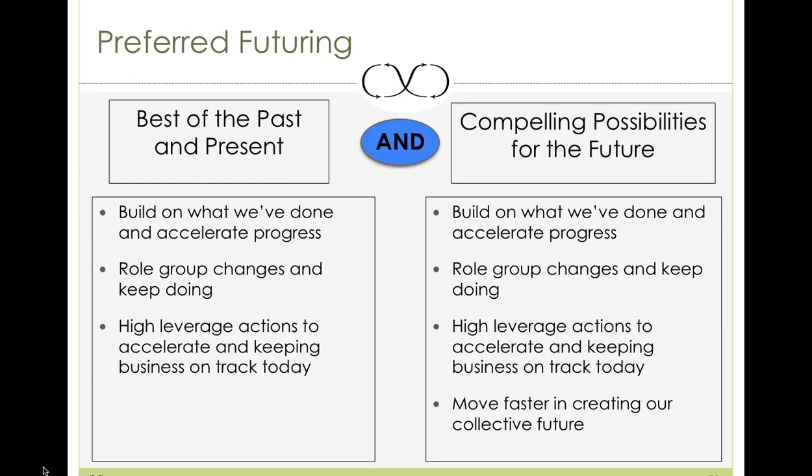So this is something to say, what are we already doing well that we want to keep doing in these role groups, and what do we need to change? And then we call them high leverage actions, accelerate and keeping business on track today.